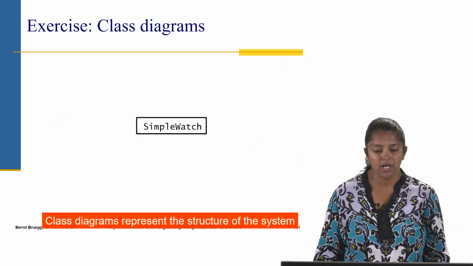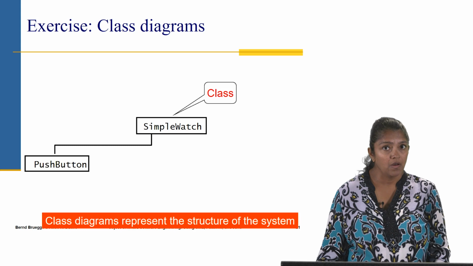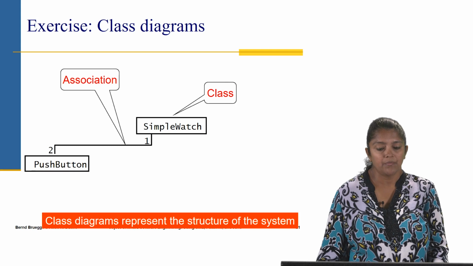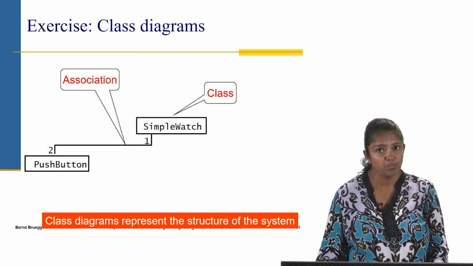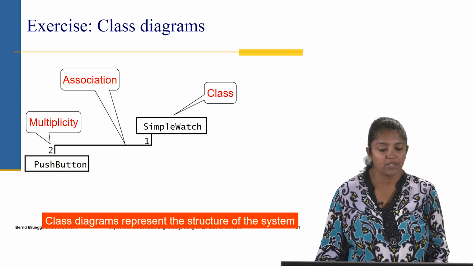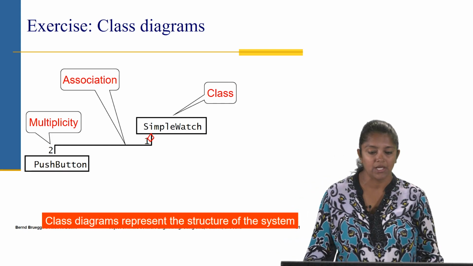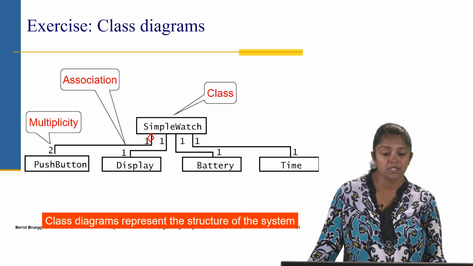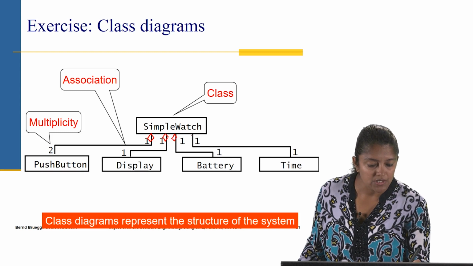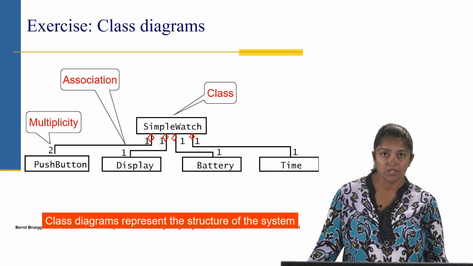So let's look at the class diagram. For the simple watch, we can have a class called simple watch, which is an aggregate made up of push buttons, so there can be an association there. Each simple watch has 2 push buttons, so that's our multiplicity. Each push button belongs to a simple watch, and this can be represented using the aggregation like that. In addition to that, we have classes display, battery, and time. So simple watch comprises all of these. Now it's up to us to think and see if we want it to be an aggregation or just a generic association.